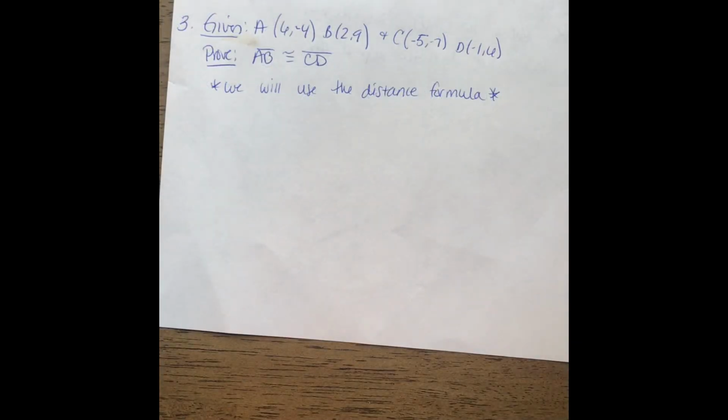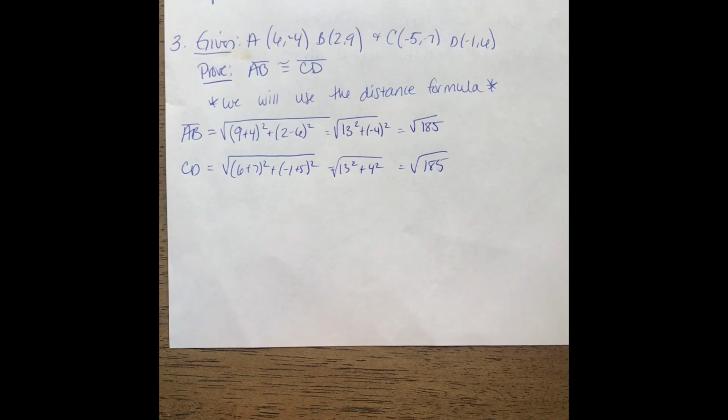Example 3 is given A is (6, -4), B is (2, 9), C is (-5, -8), and D is (-1, 6). We have to prove that they are congruent, which means that we're going to use the distance formula. Finding the distance of AB using the distance formula, this distance is the square root of 185. The distance of CD is also the square root of 185. Since they are the same, we can say that they are congruent.